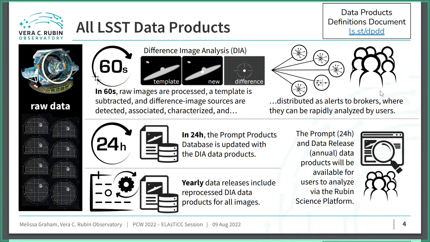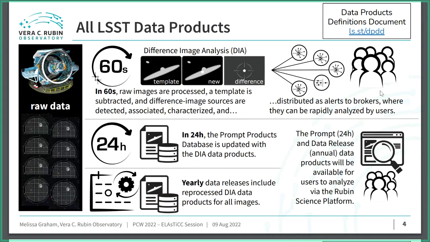What happens to it is it first undergoes instrument signature removal, so the standard reduction and calibration. And then it undergoes difference image analysis. The short form is DIA, and that's where you subtract a template image that was made from images obtained, say, the year before, from the new image to make a difference image. Then you run source detection, characterization, and measurement on that difference image. So you have a bunch of sources you've detected in the difference image. We call them DIA sources, difference image analysis sources.